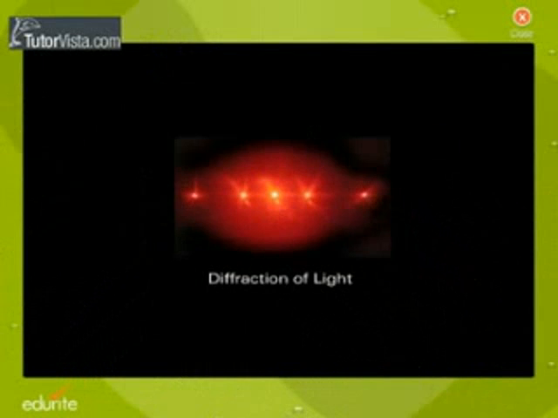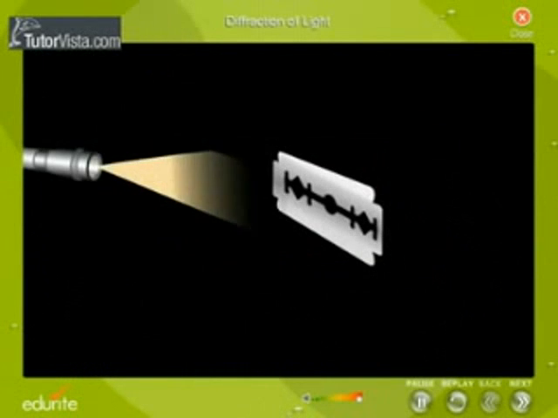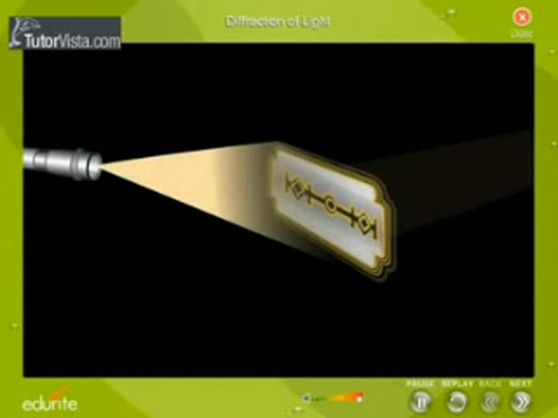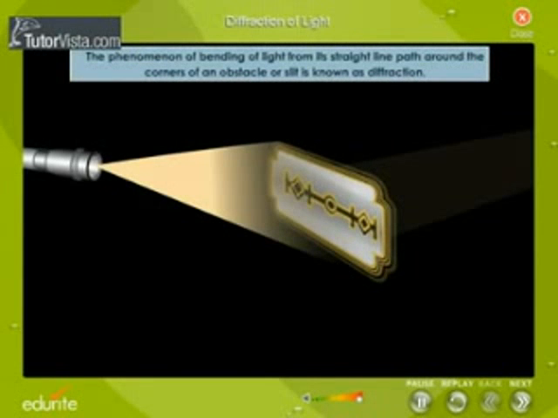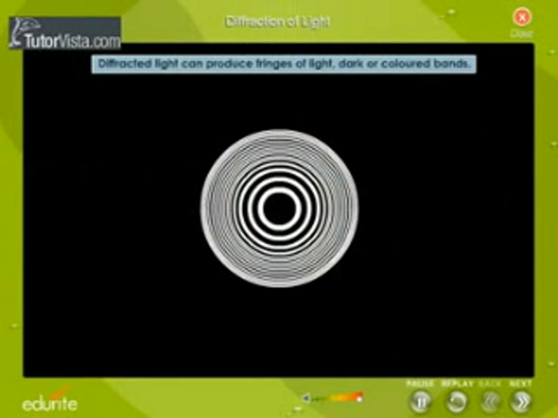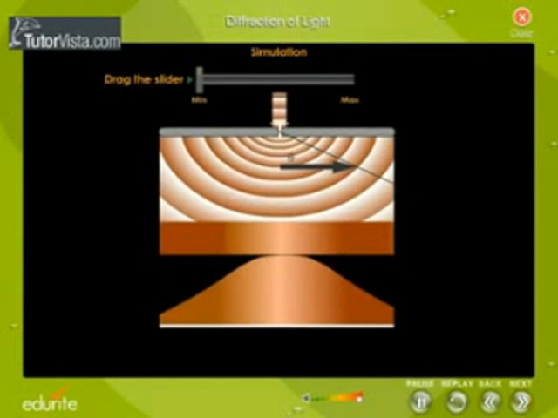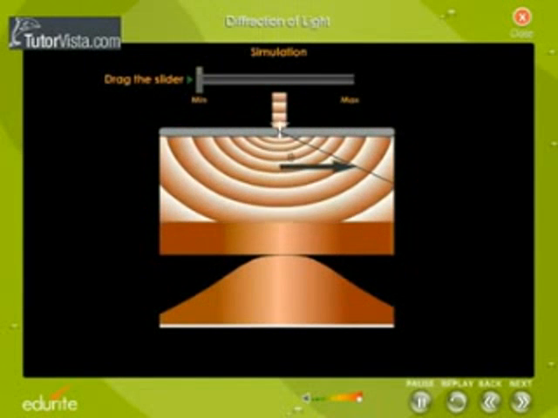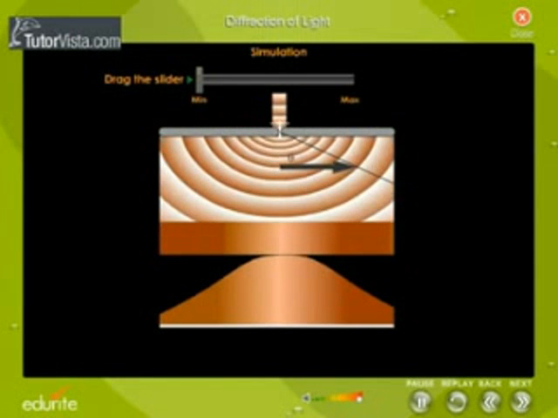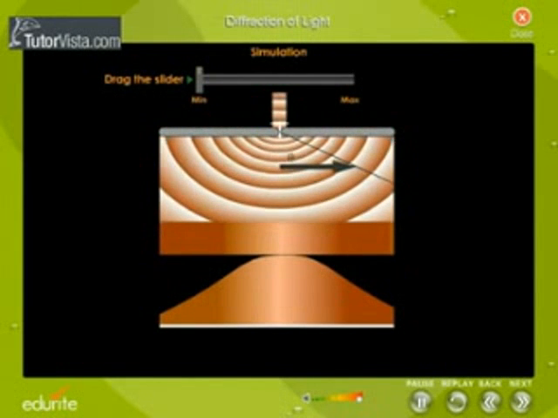Diffraction of light. A ray of light bends slightly as it passes around the edge of an object. The phenomenon of bending of light from its straight line path around the corners of an obstacle or slit is known as diffraction. Diffracted light can produce fringes of light, dark or colored bands. Drag the slider to observe how the quality of diffraction changes with the change in the size of the slit.